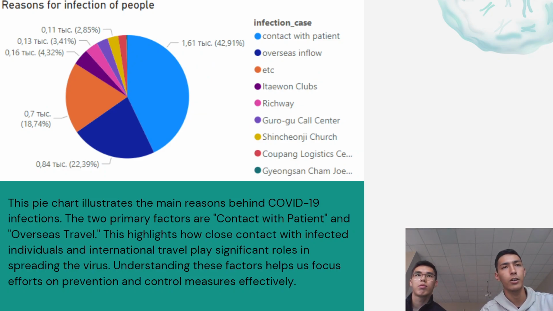Here is the first graph. What this pie chart shows us is the reason for infection of people in South Korea. As we can see, the highest trend was related to the contact with people, and the second one is overseas inflow, which indicates the immigration. And in the future, when there will be another pandemic, we can solve the problem with contacting with people and immigration.